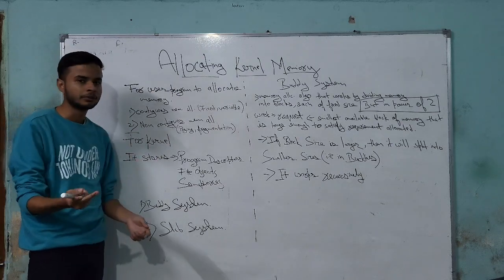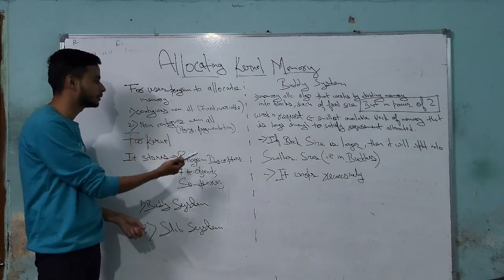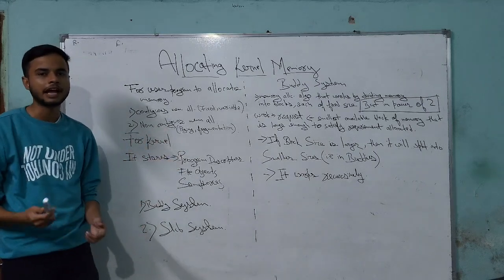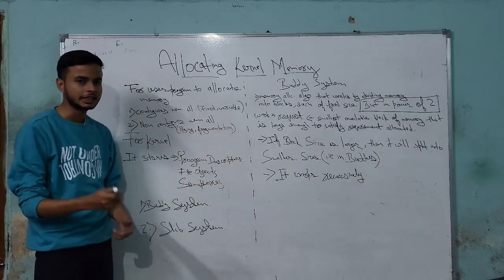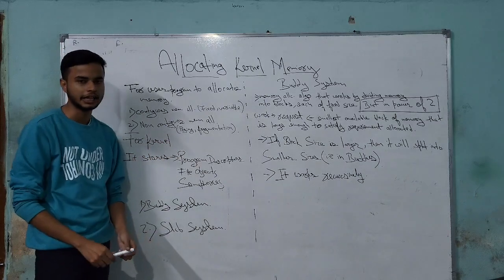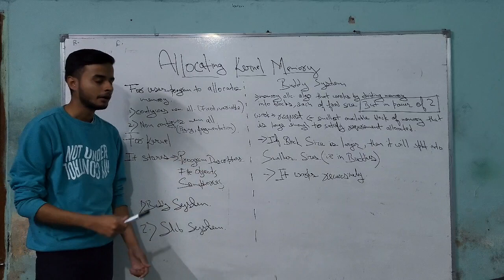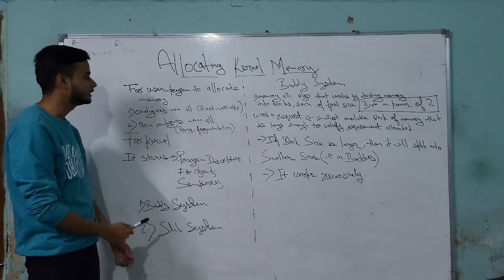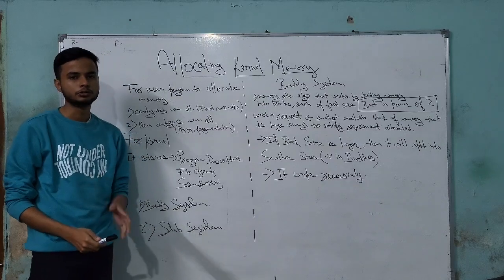We have two memory allocation techniques. First is contiguous memory allocation, in which we have learned about fixed partitioning and variable partitioning. Just like that, another one is the non-contiguous memory allocation technique, in which we learned about paging and fragmentation. But these both techniques are only for user programs, which allocate memory for user programs.